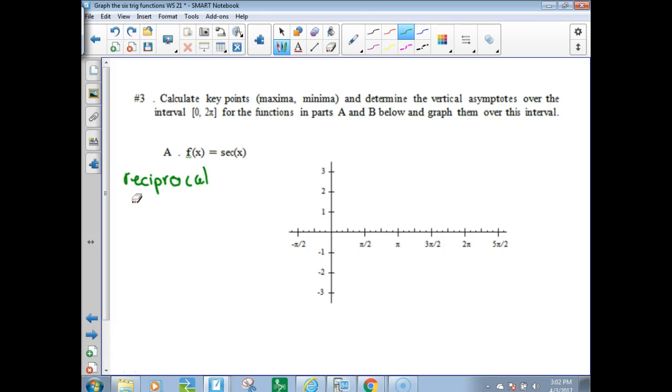Okay, so the reciprocal is y equals cosine x. So I'm going to use a cosine wave to help us graph it. If you memorize your cosine graph, you can get the secant graph from it. Cosine starts at 1. I'm going to sketch it very lightly, or you can dash it. It goes 1, 0, negative 1, 0, 1 when it ends at 2 pi.